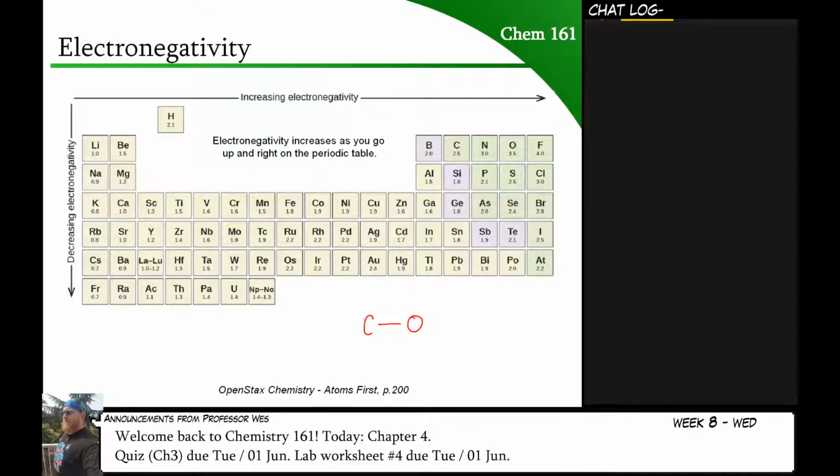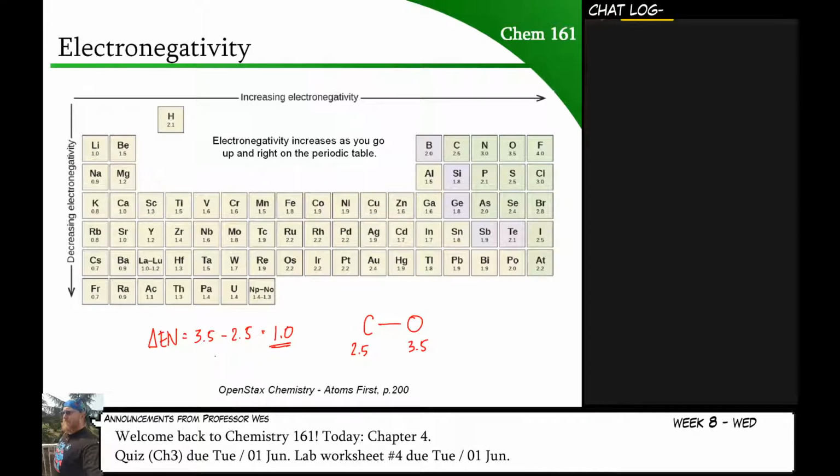What I would do is check the electronegativities, and I would compute delta EN. The difference in electronegativity is always a positive number. You just subtract the smaller one from the bigger one. So for the CO bond, the delta EN would be 1.0.